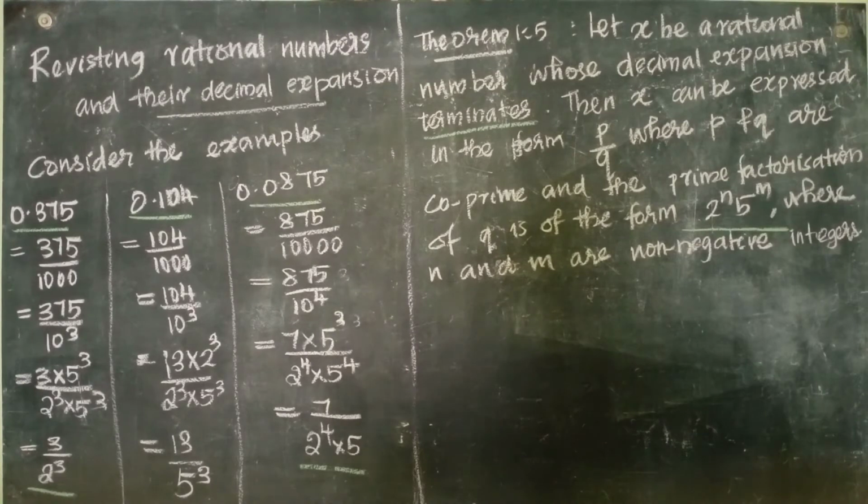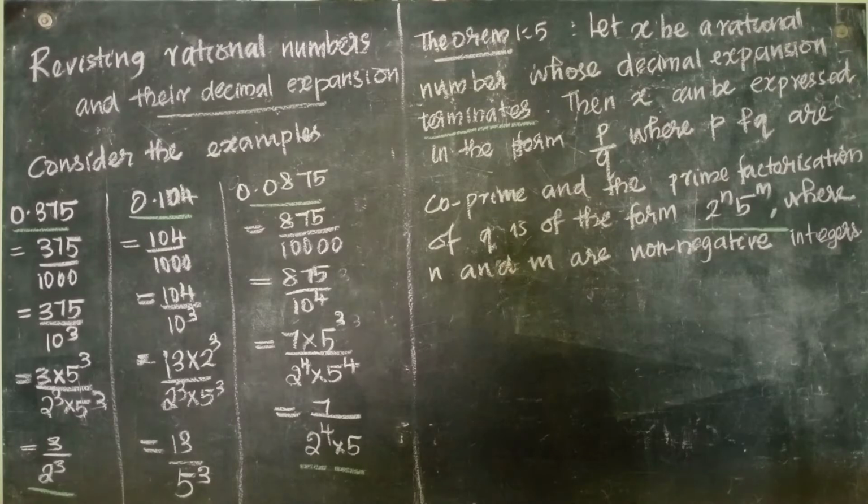Consider the examples 0.375, 0.104, 0.875. These three have a terminating decimal expansion. We are going to make it into the form p by q. 0.375 is equal to 375 by 1000, equal to 375 by 10 cube. Factorize, we get 3 into 5 cube by 2 cube into 5 cube. And we get 3 by 2 cube, that is 3 by 8. So the p by q form of 0.375 is 3 by 8.